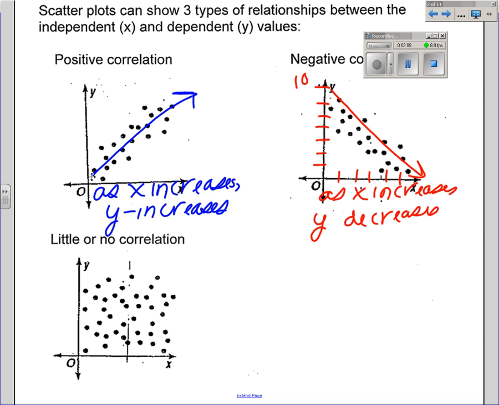There might be little or no correlation in this last plot because the x and the y's are so scattered. So there is no relation between x and y. So x and y are not related. You can't really think of a scenario where you're going to have a situation that looks like this.